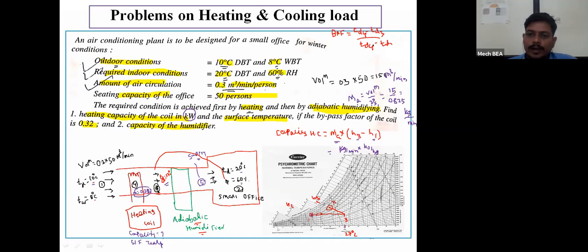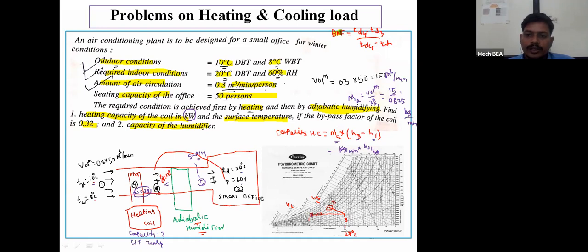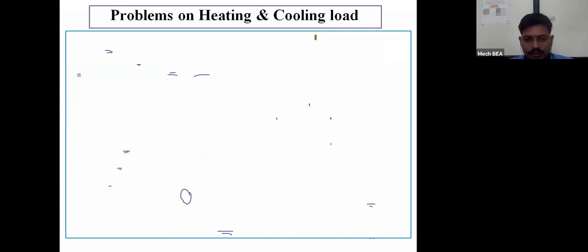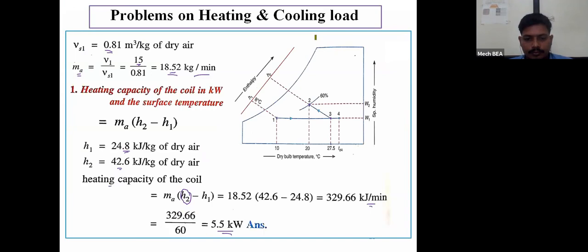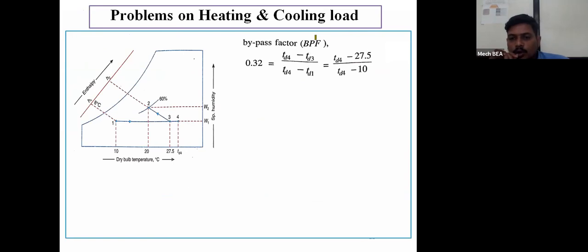So here I know the value of the bypass factor. What is the value of the bypass factor of that heating coil? 0.32. I know the value of TD3. What is the value of TD3? 27 degrees centigrade. And I know the value of TD1 also. What is the value of TD1? 10 degrees centigrade. So the only unknown is TD4. So one equation, one unknown, so easily I can calculate the value of TD4. After calculation of the heating capacity of the coil in terms of kilowatt, I have to find out the surface temperature. To find out the surface temperature, I know the formula of bypass factor.